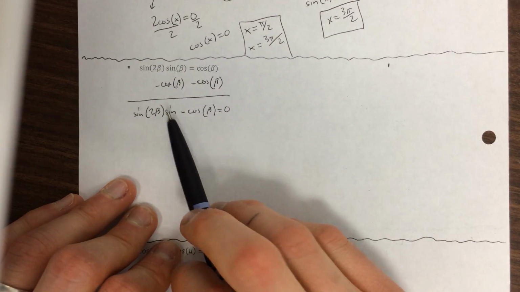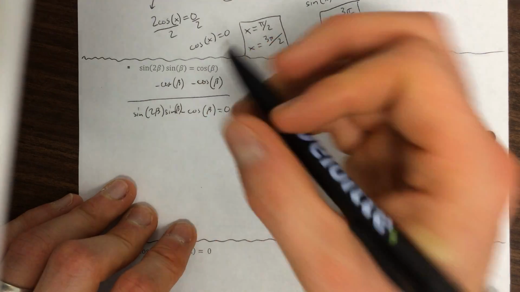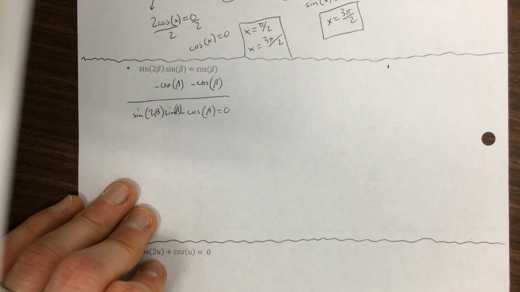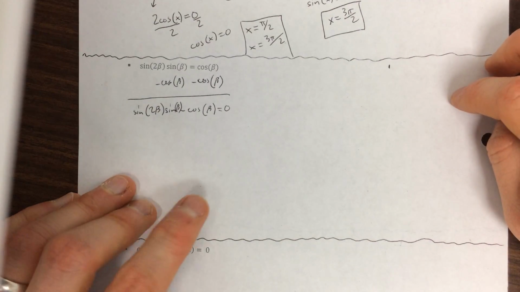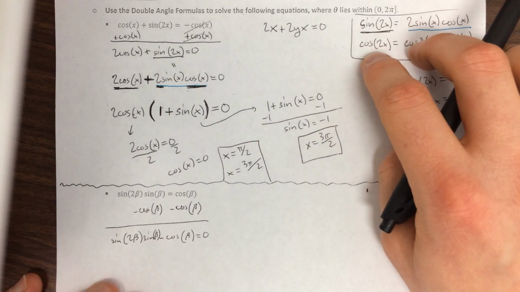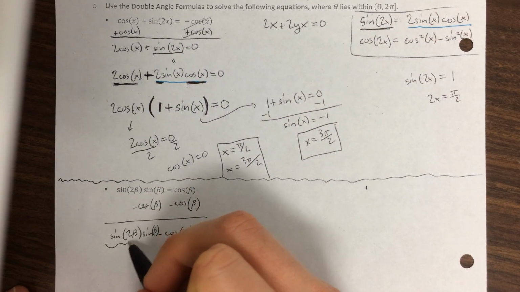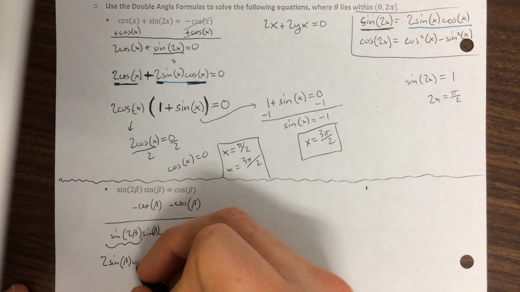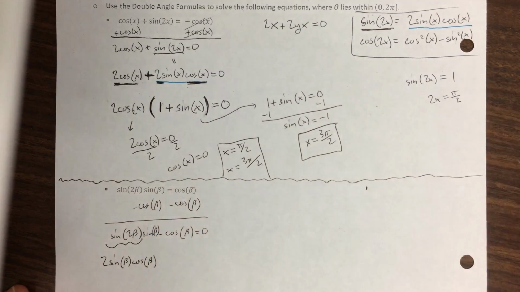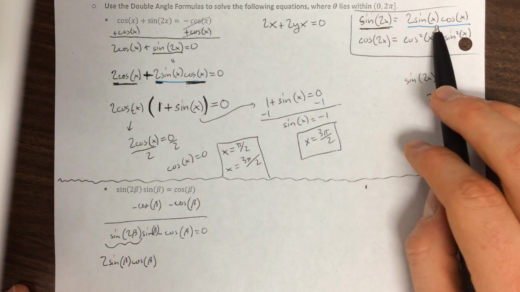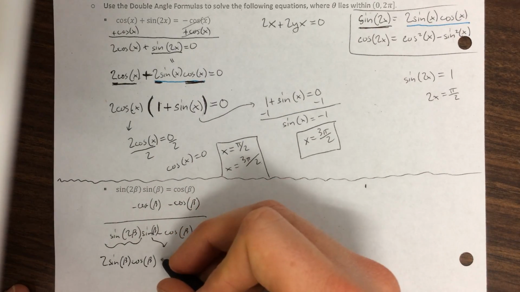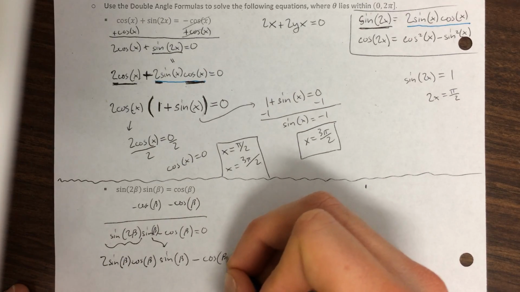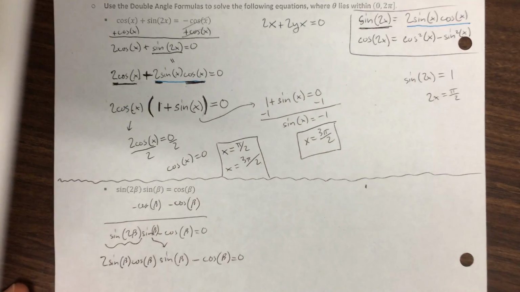Again, roadblock, right? We have sine. Oh, that should be a beta there. This wouldn't be sine squared, because these are different quantities within our function. But again, what we could do is replace it with our double angle formula. So our double angle formula here would become 2 sine beta cosine beta. This sine beta still stays, minus cosine beta.